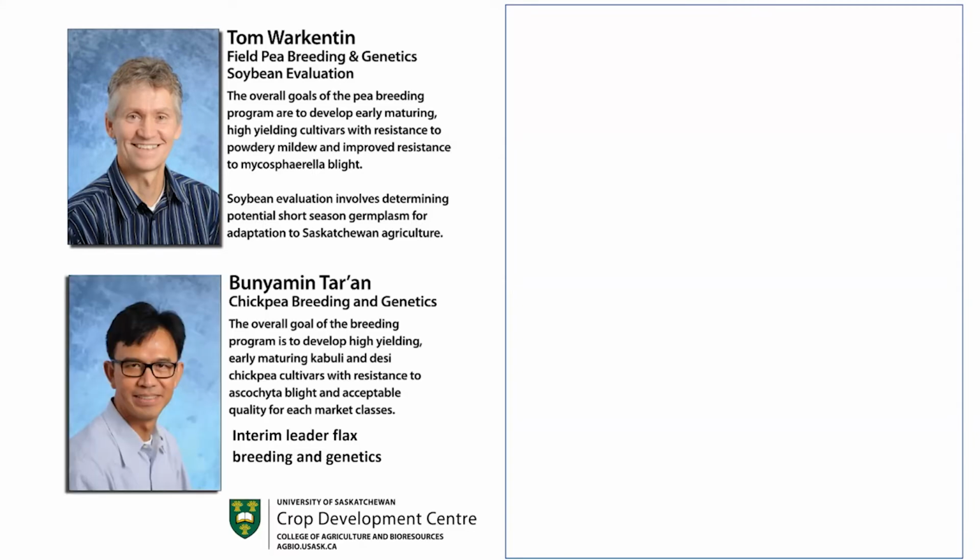And myself, my name is Bunyamin Taran. I'm mostly working on chickpea breeding and genetics, both the Kabuli and Desi types of chickpeas. And recently, I'm also in charge of the flax breeding program. So there's a possibility that I will be taking over the flax program and merging it with chickpea. So I'll be responsible for both chickpea and flax breeding at the CDC.